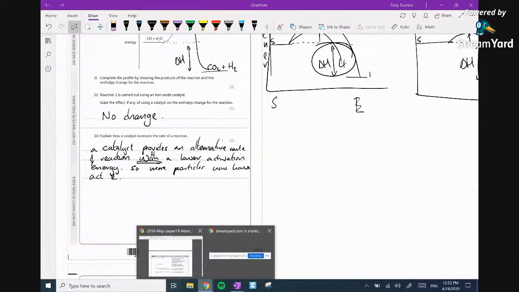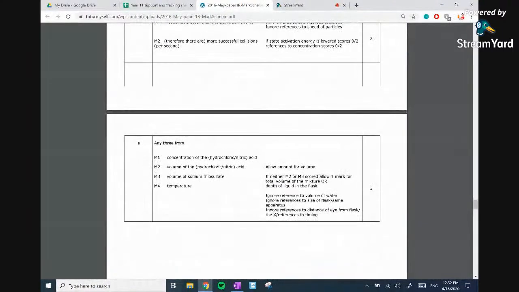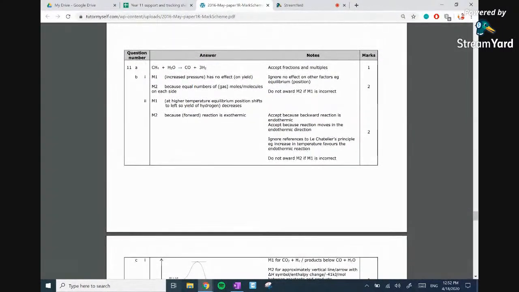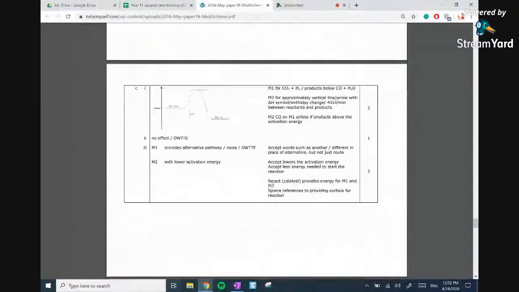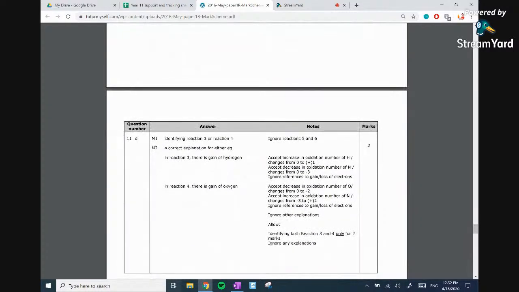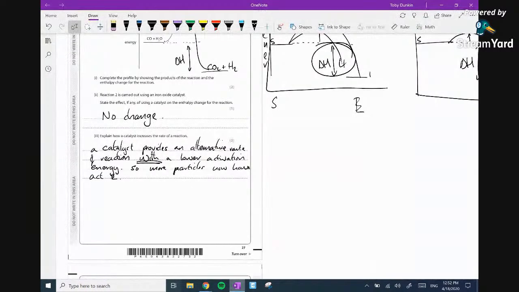I want to check that stupid graph on the mark scheme. Temperature, volume, yada, yada, yada. No effect. I like it. Stupid graph. There's my graph. Don't like that graph. Lower activation energy. We're done. There we go.